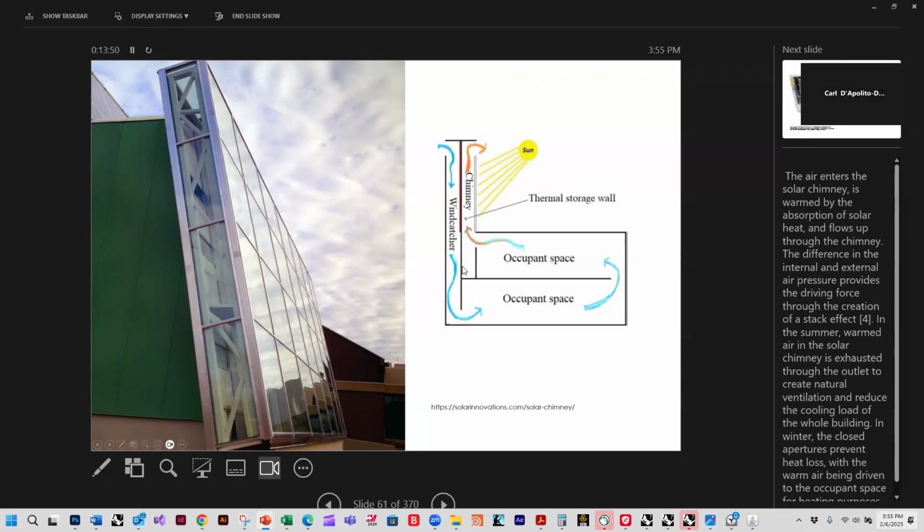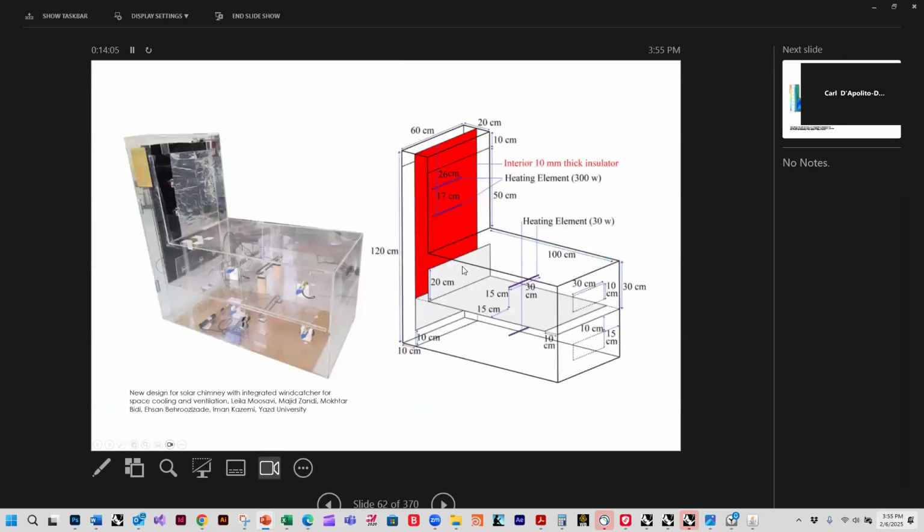And often in the wind catcher, there's also wet pads in here, and the air cools down as it's coming in here, and then this air is heated up, and that increases the flow. And there are studies of people trying to do this with a physical model.